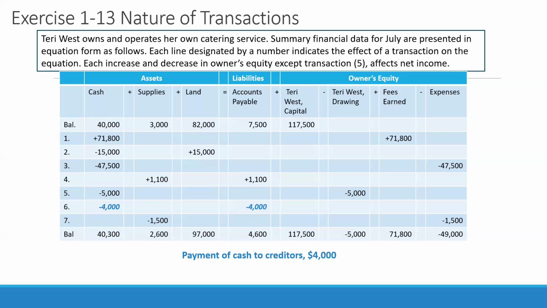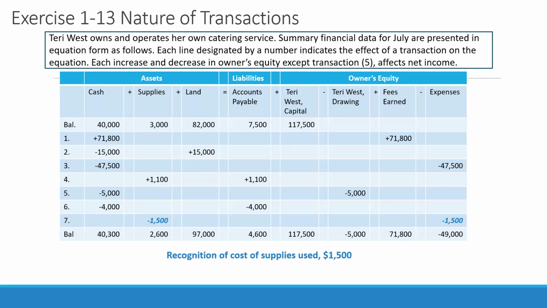Paying cash to creditors, that reduces the liability from accounts payable and also reduces your cash, no impact to net income. And then a recognition of the cost of supplies used. This is going to reduce your supply account. It's like when you do inventory and you realize, oh no, we're out of markers. Then you reduce that and you would reduce owner's equity via supplies expense or something like that.